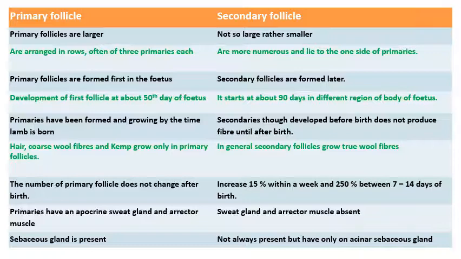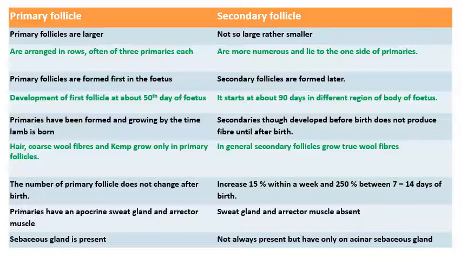That is before birth, as I mentioned, at about 2 months of age, whereas secondary follicles are formed at a later time. The development of the first follicle starts at about 50 days of fetus in the case of primary follicle, whereas in the case of secondary follicle it starts at about 90 days, at different regions of the body of the fetus. The primary follicles have been formed and are growing by the time the lamb is born.